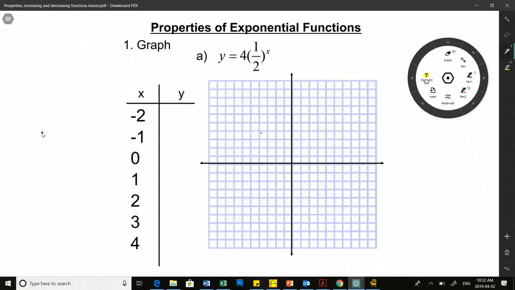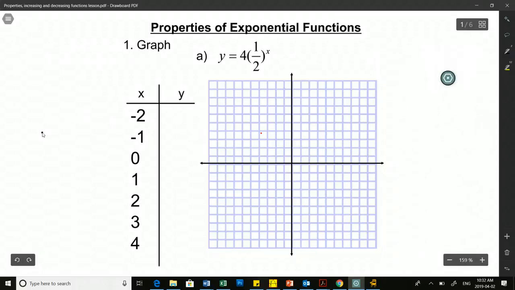Okay, so we have done the application portion of this unit, which is exponential growth and exponential decay. We talked about compound and simple interest. Now we're going to be doing the graphing portion. So today and tomorrow we're just going to talk about properties of exponential functions, and then tomorrow we'll talk about transformations of exponential functions.